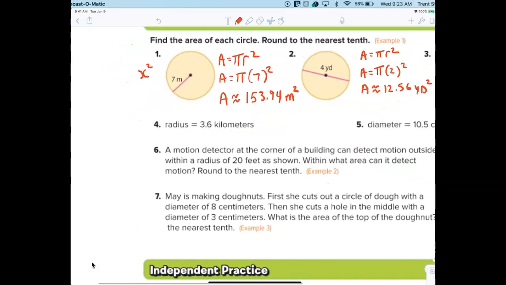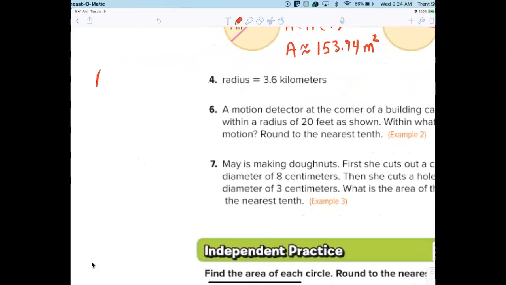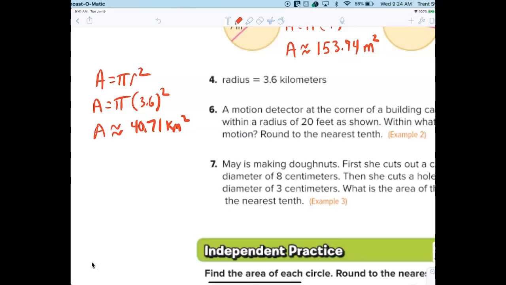All right. So number 3. Mr. Strickland, you're up. Write the formula for me. A equals pi r squared. Beautiful. And then it's A equals pi times 3.6 squared. Beautiful. And that is 40.71. And then we would say kilometers squared. Please don't forget that.